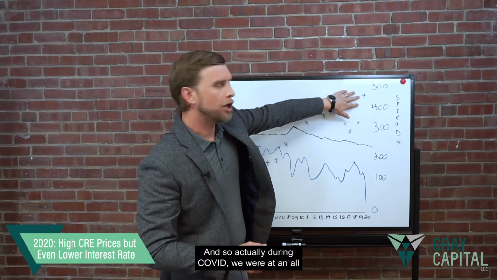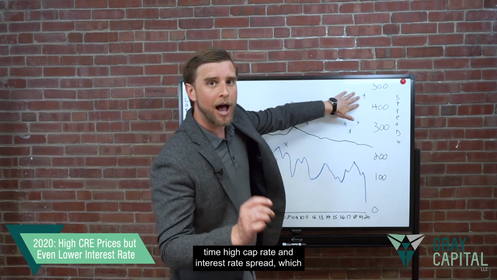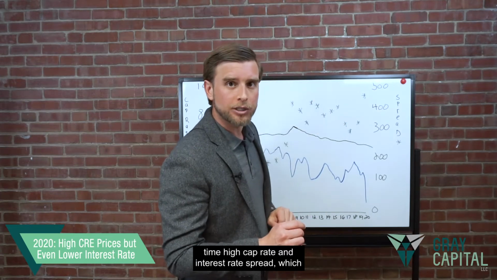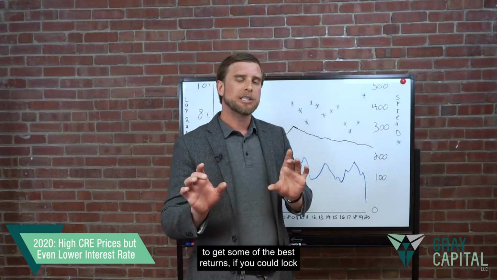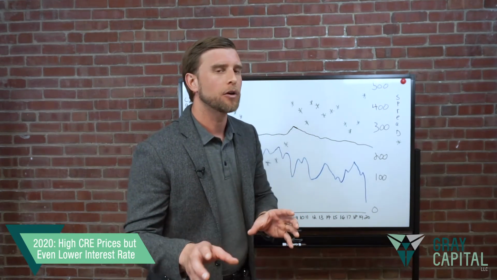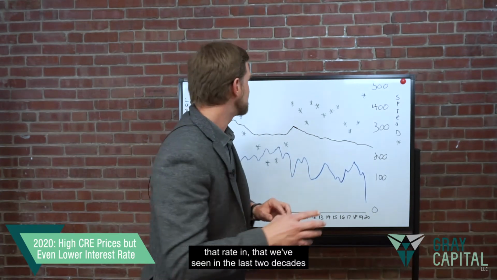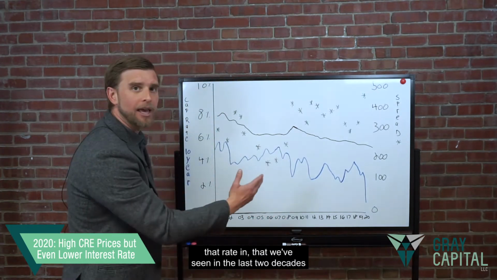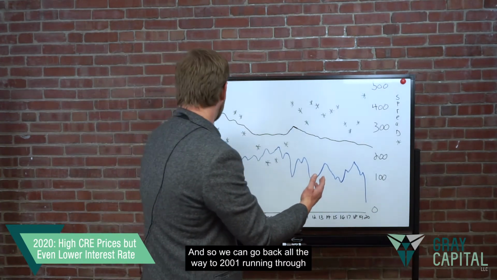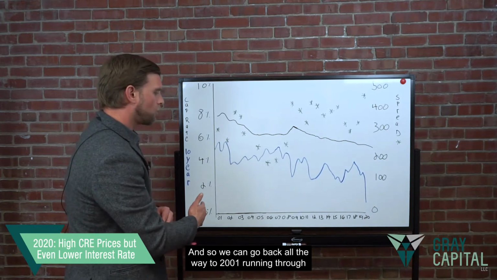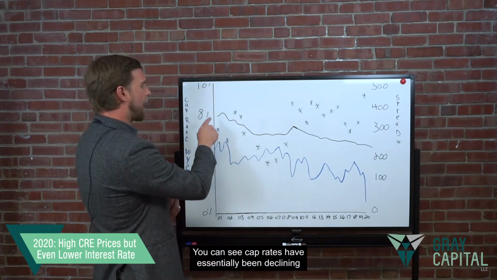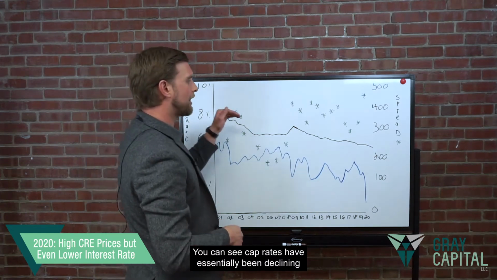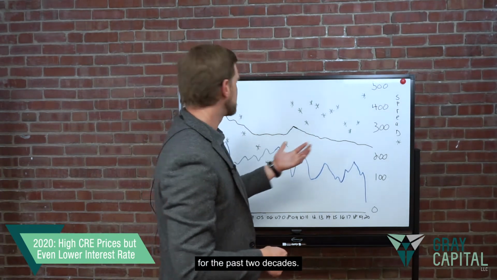And so actually during COVID, we were at an all-time high cap rate and interest rate spread, which provided a very short window to get some of the best returns if you could lock that rate in that we've seen in the last 2 decades of multifamily investing. And so we can go back all the way to 2001, running through the great financial crisis. You can see cap rates have essentially been declining for the past 2 decades.